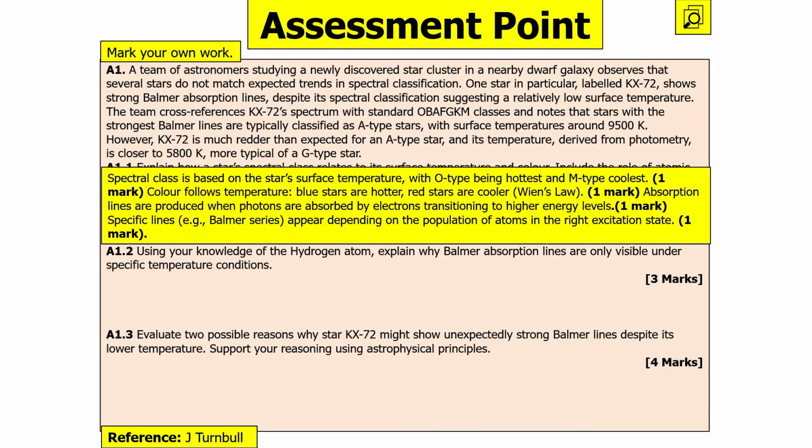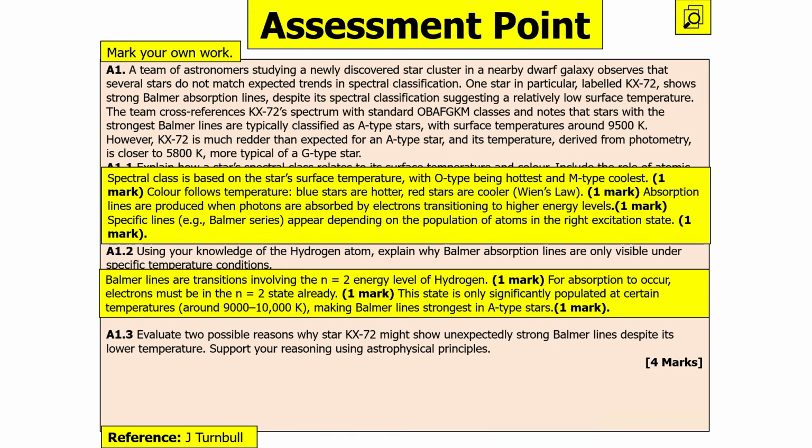The spectral class is based on the star's surface temperature, with O-type being the hottest and M-type the coolest. Colour follows temperature. Blue stars are hotter, red stars are cooler. The absorption lines are produced when photons are absorbed by electrons transitioning to higher energy levels. So particular lines appear depending on whether the atoms are in the right excitation states. Balmer lines are transitions involving the n equals 2 energy level of hydrogen, so for absorption to occur the electrons must already be in the n equals 2 state. This state is only significantly populated at certain temperatures, making Balmer lines the strongest in A-type stars.